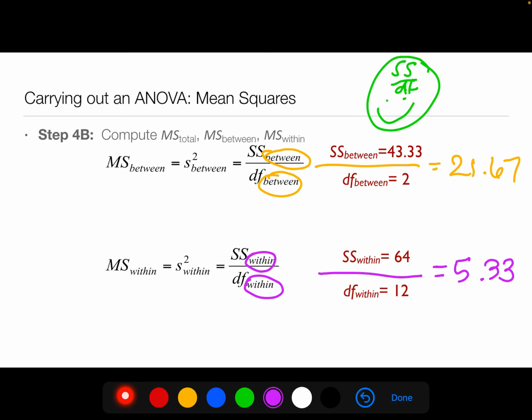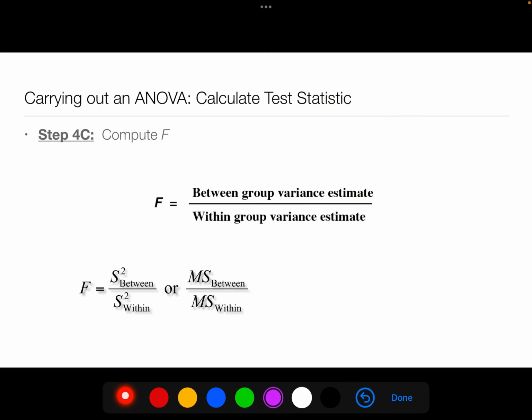And these are the 2 values that I'm going to take into my F. So my mean squared between divided by my mean squared within. So we said mean squared between was 21.67. We said mean squared within was 5.33. So we'll divide those values and we get an F of 4.07. And phew, we did it.